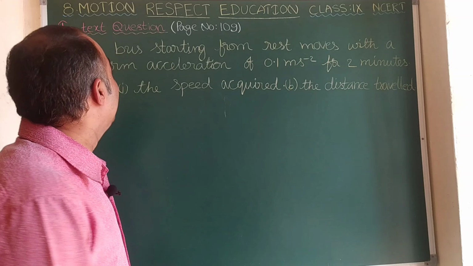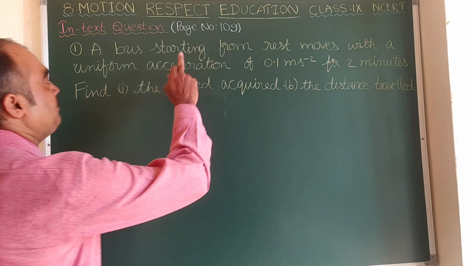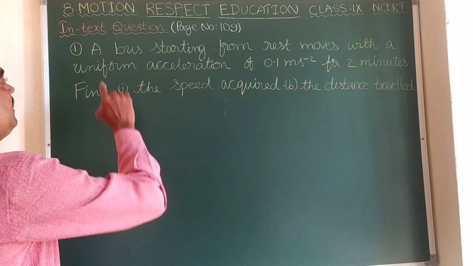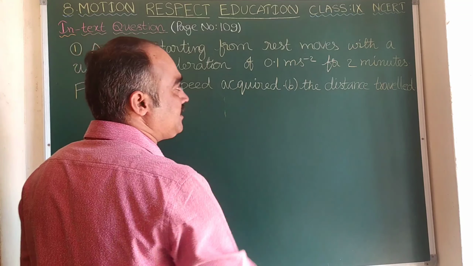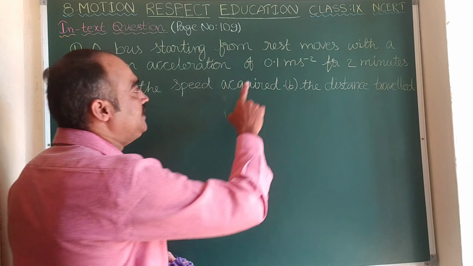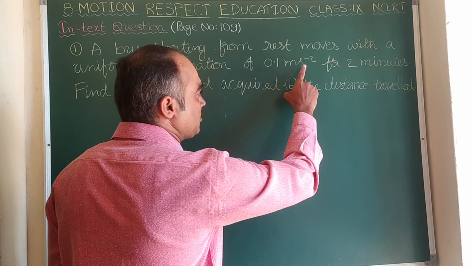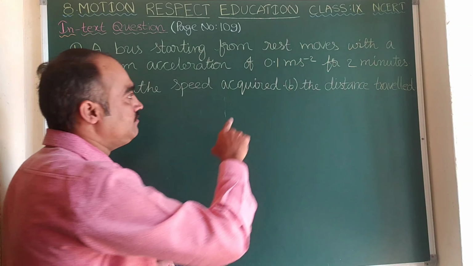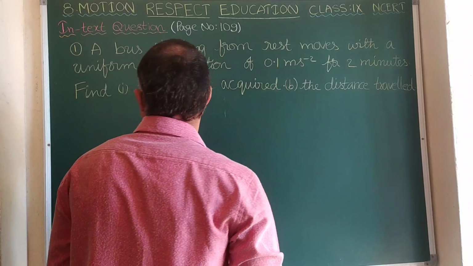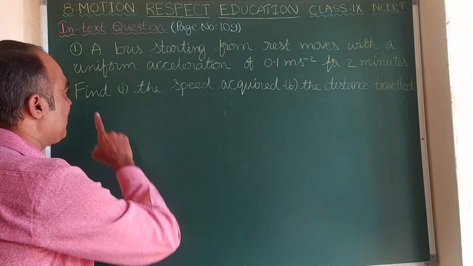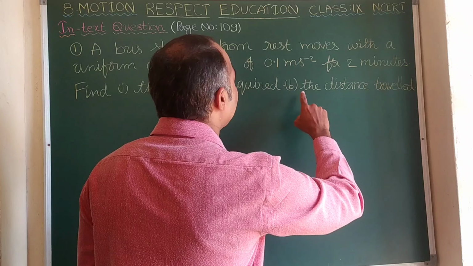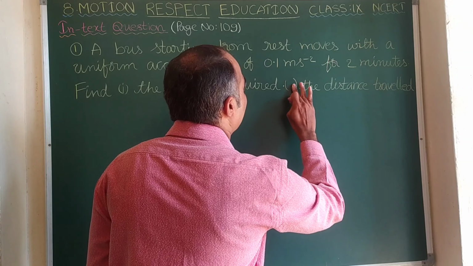Okay, now we see an in-text question that is there in the page number 109. The question number is 1. That is, a bus starting from rest moves with a uniform acceleration of 0.1 m s^-2. It can also be read as 0.1 meter per second square for 2 minutes. Now the question is to find, first bit, the speed acquired, and second bit, the distance travelled.